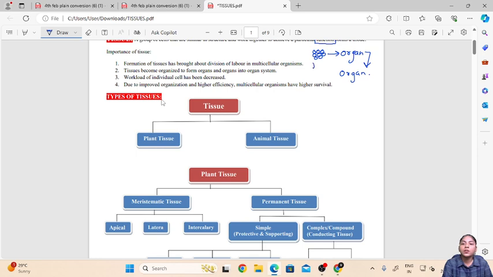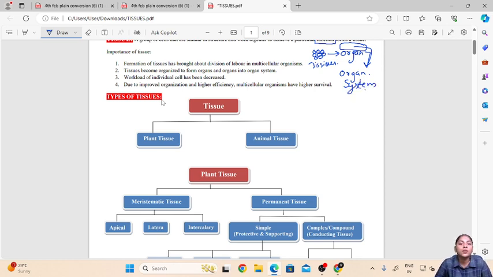For example, the tissues in an animal or a human will form an organ. For example, heart, lungs, stomach, etc. Then all these organs will work together and form an organ system.